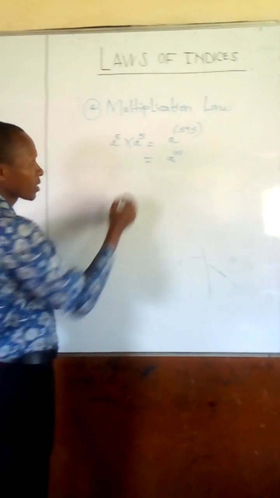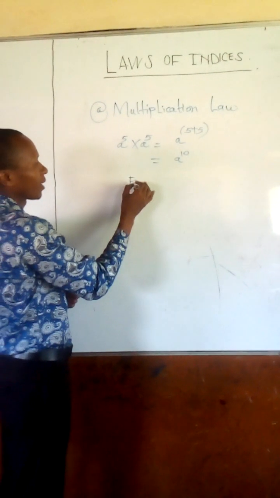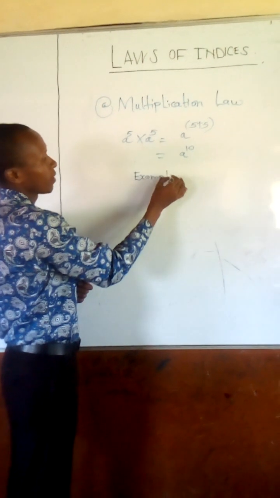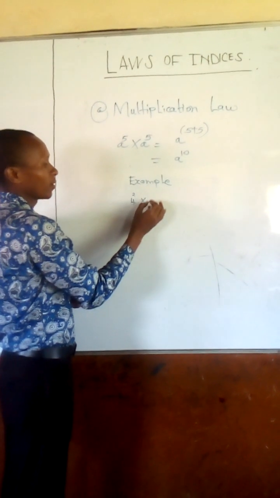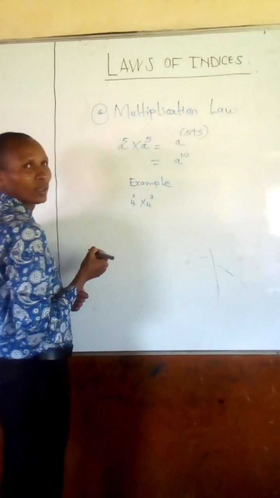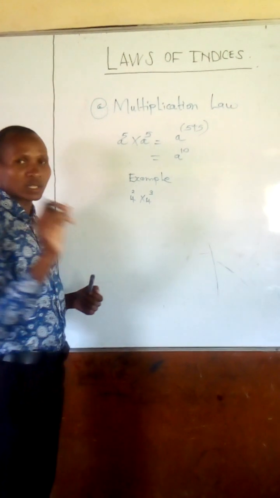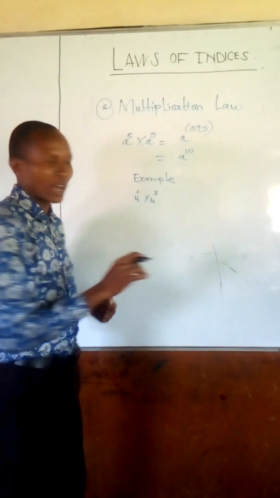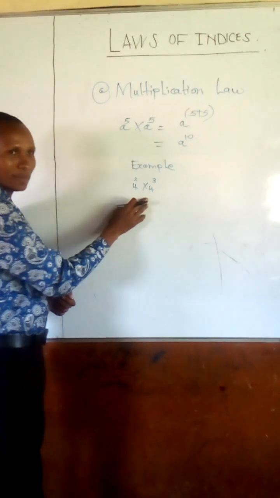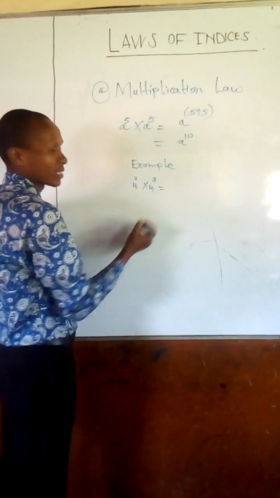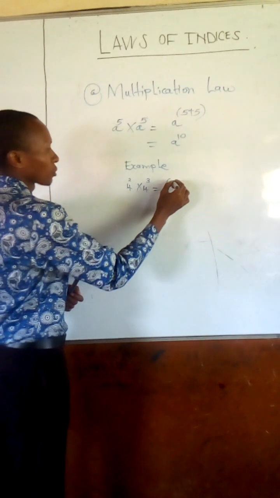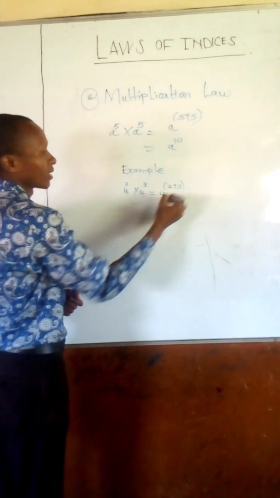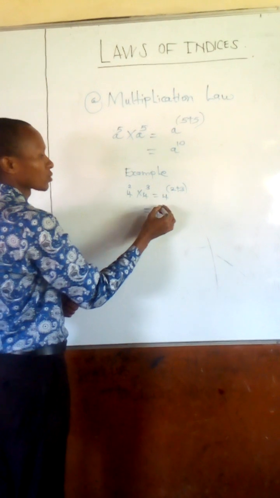For example, let's say you have 4 raised to 2 multiplied by 4 raised to 3. Because the bases are similar, just take one of the bases. So this is the same as 4 raised to 2 plus 3, so it will be 4 raised to 5.